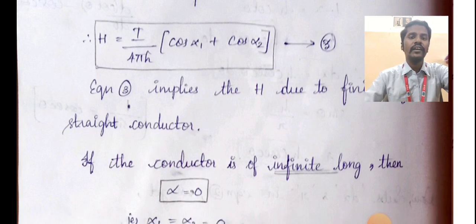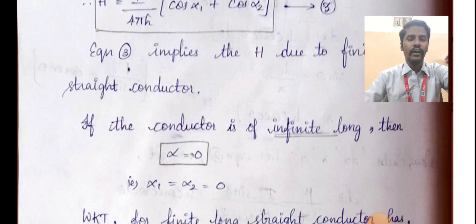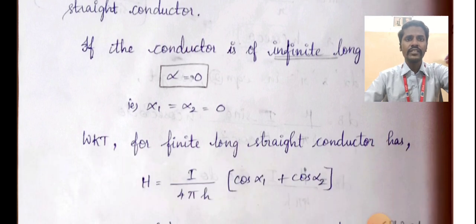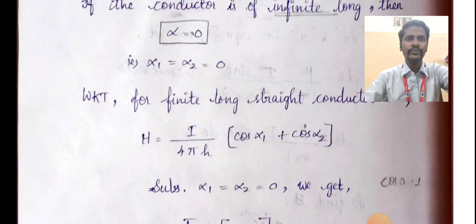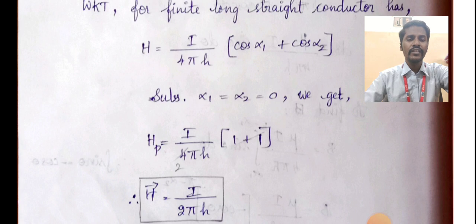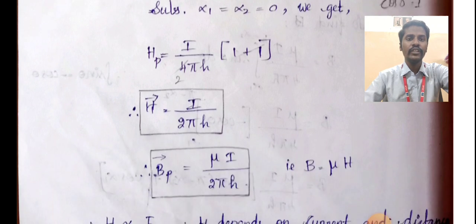In the same case, if the conductor is infinitely long, then the alpha values become 0, and therefore both alpha 1 and alpha 2 become 0. So the above equation changes to H is equal to I divided by 4 pi h, with the values 0 substituted for both alpha 1 and alpha 2. Cos 0 is 1, so 1 plus 1 is 2. In the denominator 4 gets cancelled with the 2, leaving H is equal to I divided by 2 pi h.